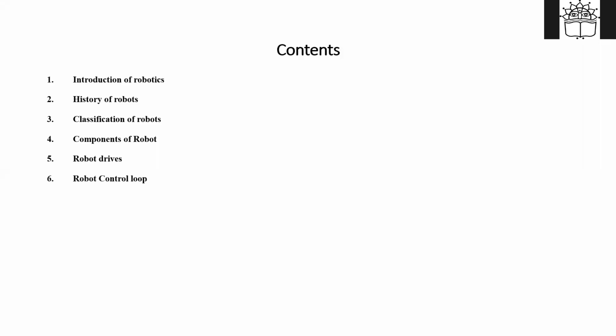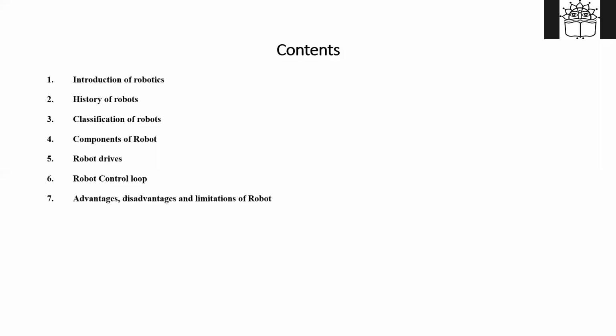So let us discuss what are the contents of the presentation. First of all, we'll see what is robotics, that is introduction to robotics. We'll see history of robotics or history of robots. Then we will see classification of different robots. After that, we will see what are the components of robot. Then we will see what are the different kind of drives like electric drives, pneumatic drives, hydraulic drives, how a robot is driven. Then we will see what is control loop of a robot, how a robot works.